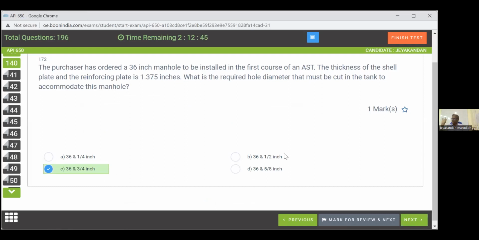No, manhole only 4 sizes. Manhole, we have only 20, 24, 30, 36. Nozzle only, we have different sizes. Okay, next.